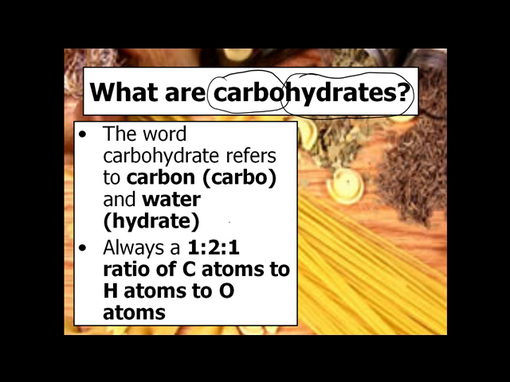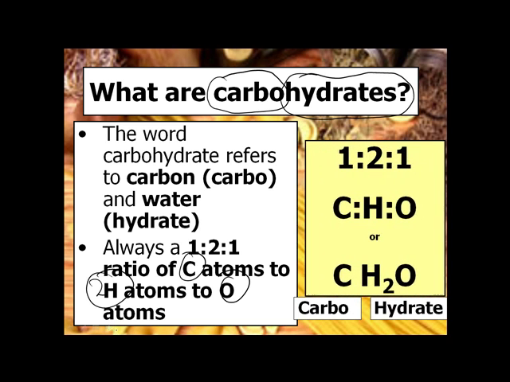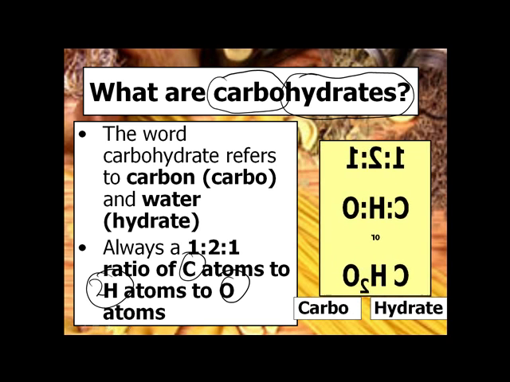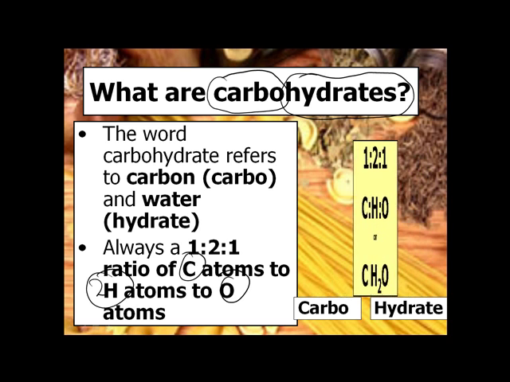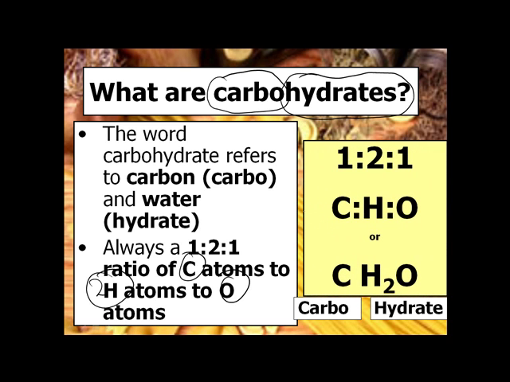Now, they're always found in a 1:2:1 ratio in carbohydrates. So that'd be like one carbon to two hydrogens to one oxygen. Here's an example. 1:2:1. Even if it's backward, or forwards, it's always the same. Let's look at an example.